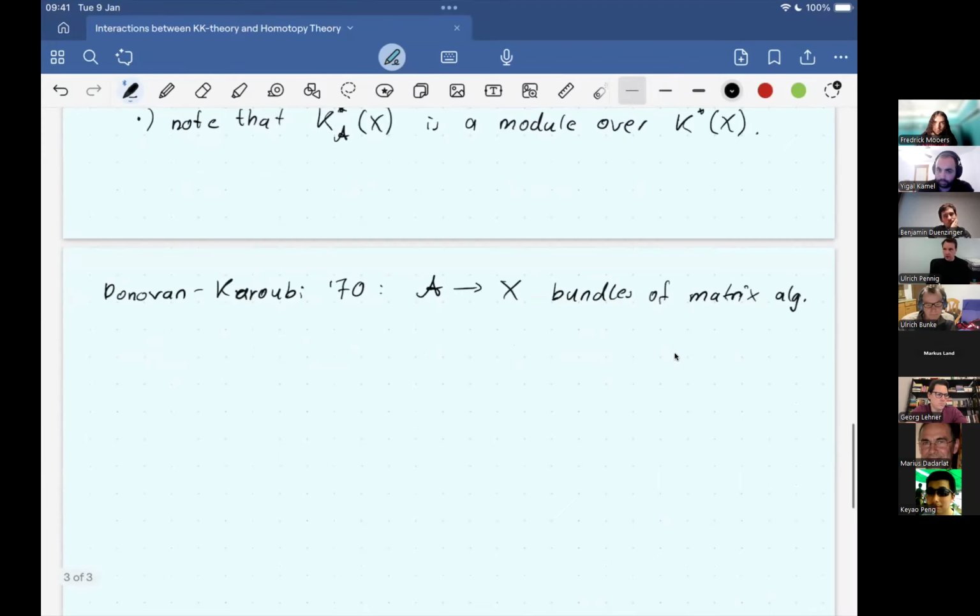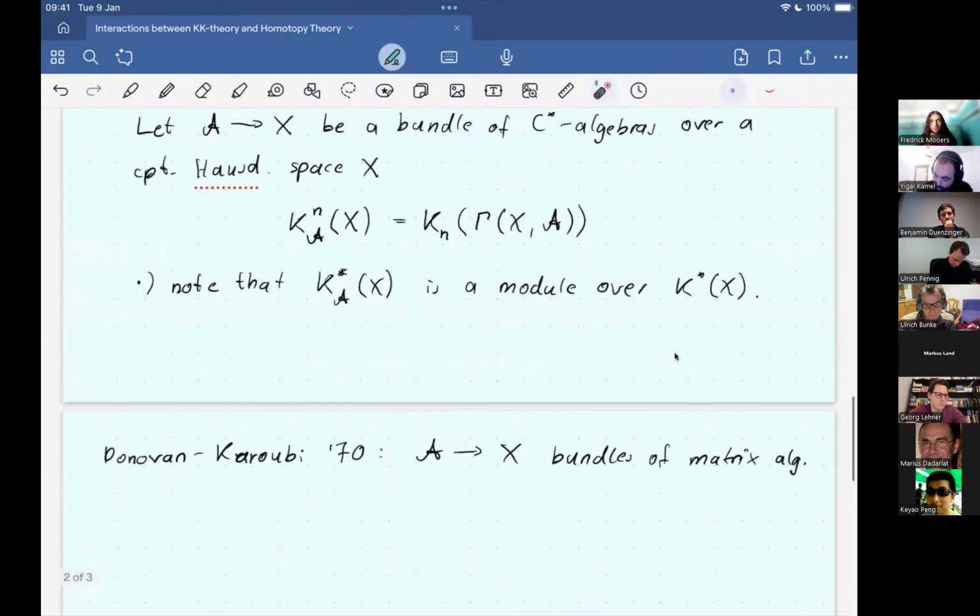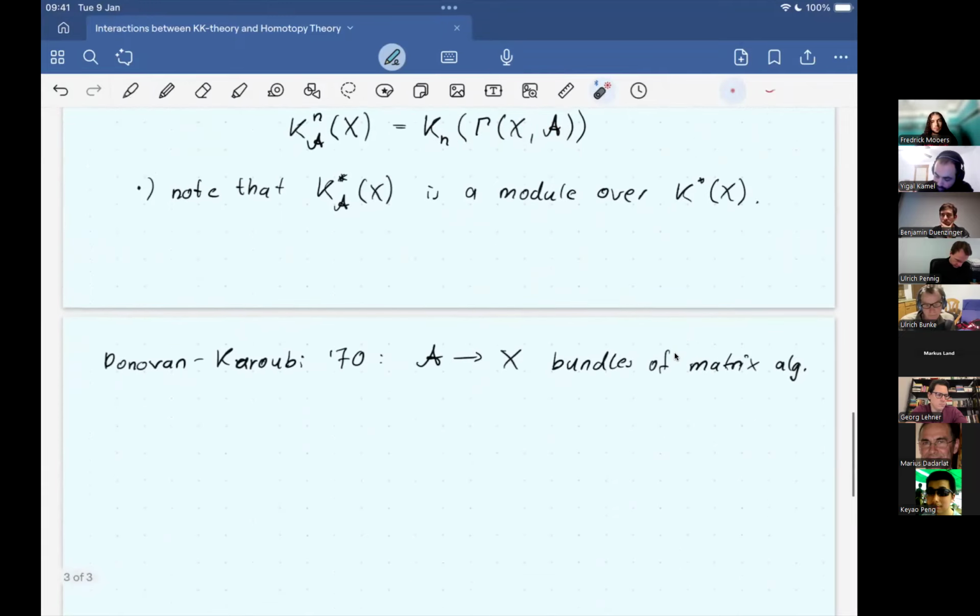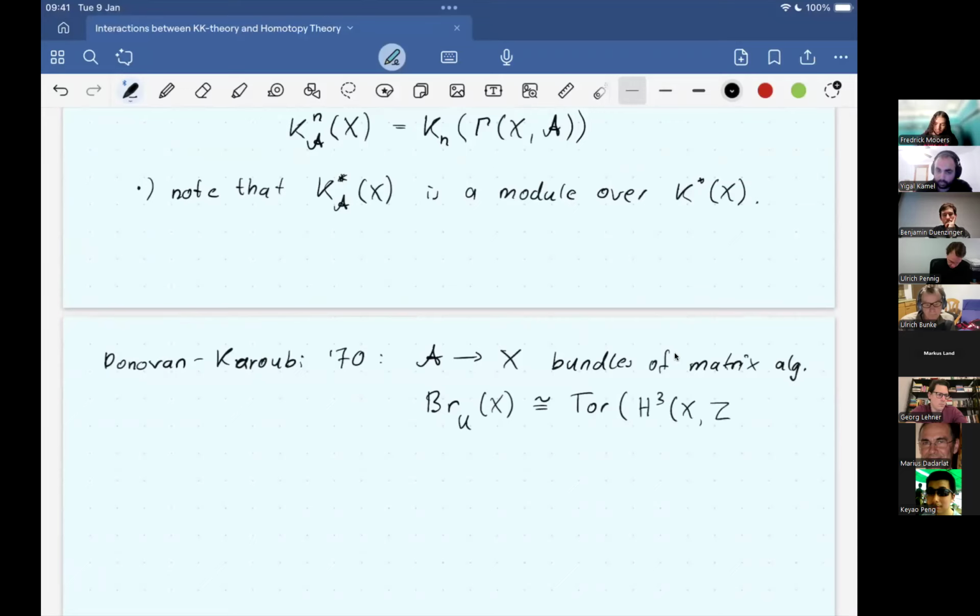And they, for example, found out that if I do this, then up to non-canonical isomorphism, this twisted K theory that I get from this only depends on the class of this bundle in the so-called Brauer group, in the unitary Brauer group, U of X. And this is isomorphic to the torsion component of H3 of the underlying space. So you can classify up to isomorphism all of the twists that they considered.